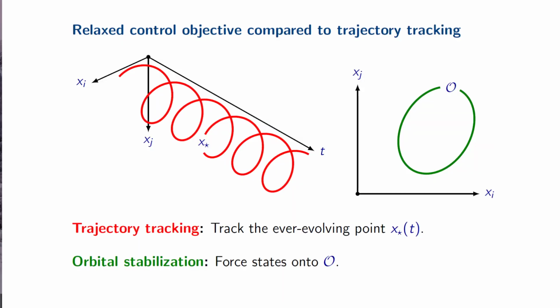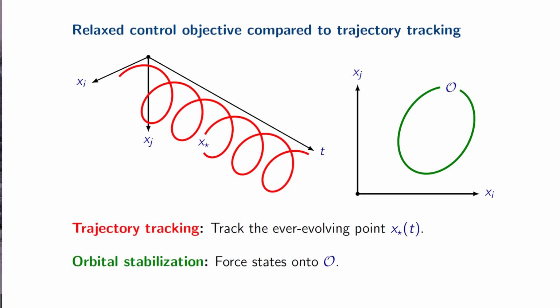But one might ask, why would you want to solve the orbital stabilization problem? Why not use strategies such as trajectory tracking or perhaps path following? Well, in terms of trajectory tracking, orbital stabilization provides a relaxation of the control objective.